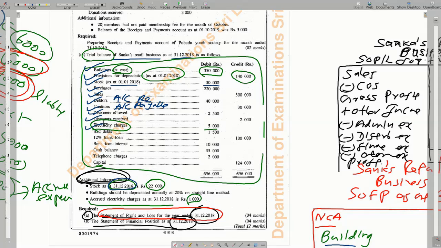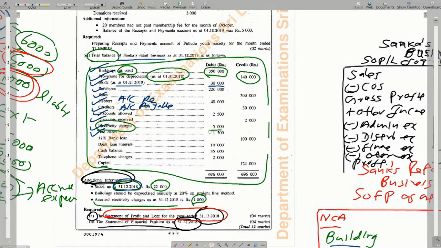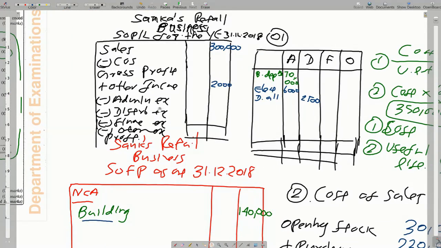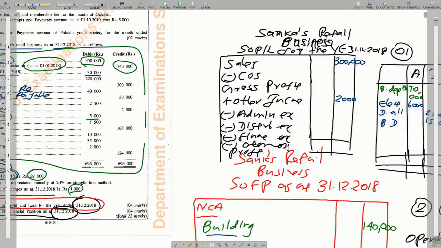Bad debts come under our expenses. Normally bad debts occur due to these credit sales. Therefore, under the distribution expenses, bad debts are 1,500. Bad debts are 1,500, distribution. Right. Then we can move to the other information.